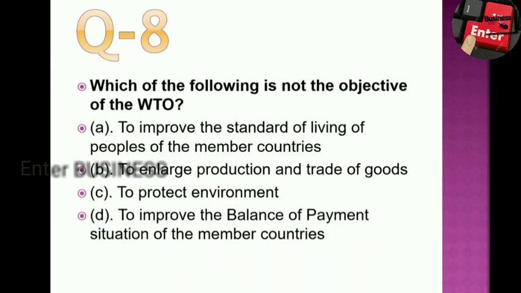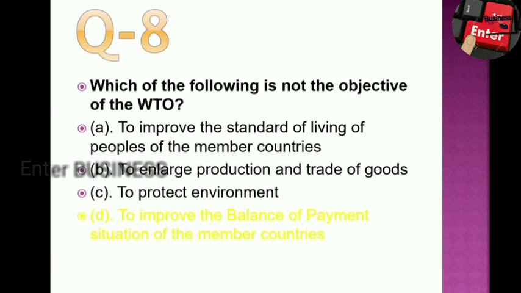And the next one is, which of the following is not the objective of the World Trade Organization? Option A, to improve the standard of living of people of the member countries. Option B, to enlarge production and trade of goods. Option C, to protect environment. Option D, to improve the balance of payment situation of the member countries. So the correct answer is option D, to improve the balance of payment situation of the member countries.